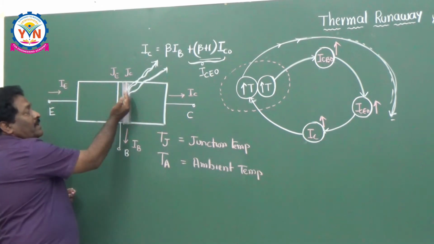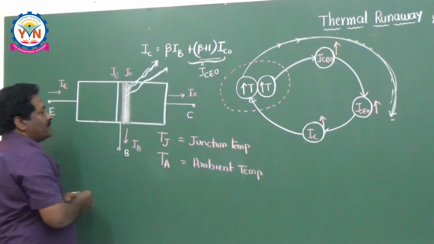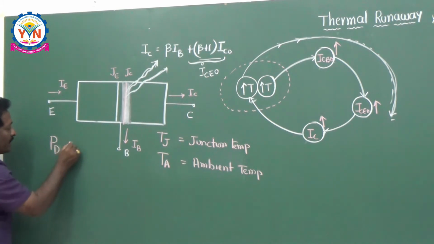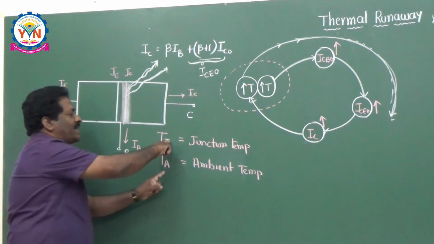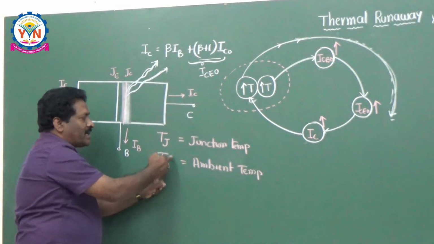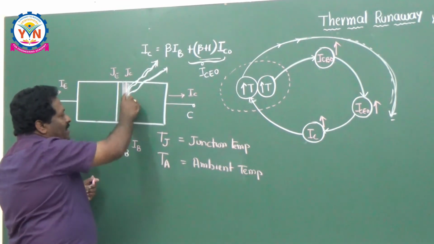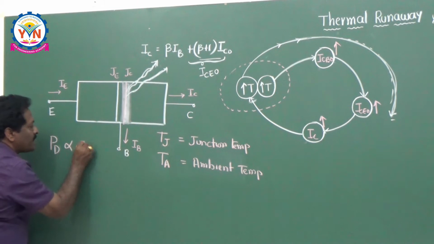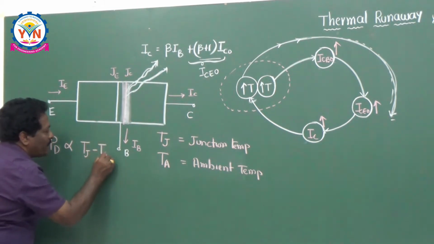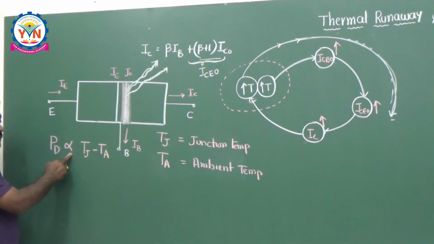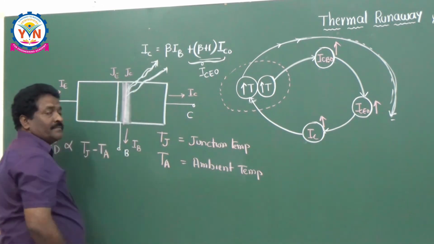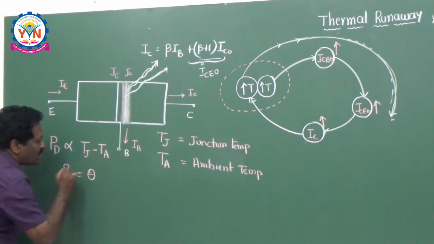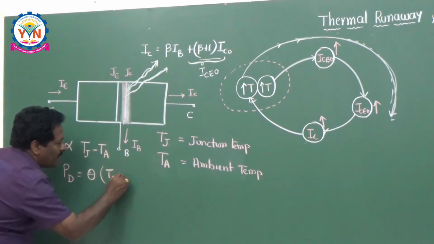Now, whatever power is dissipating from this collector junction, let me say PD, the power dissipation, is directly proportional to the steady state rise in temperature. What do you mean by steady state rise in temperature? The junction temperature is Tj, Ta means ambient temperature. The net temperature is Tj minus Ta. This steady state rise in temperature is directly proportional to the power dissipated from the collector junction. So you can say that PD is equal to some proportionality constant theta into Tj minus Ta.